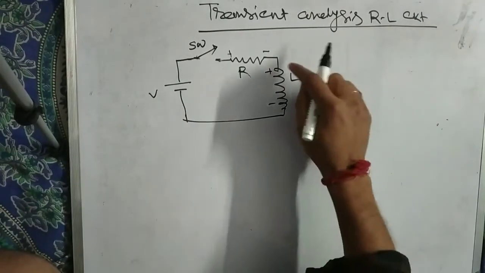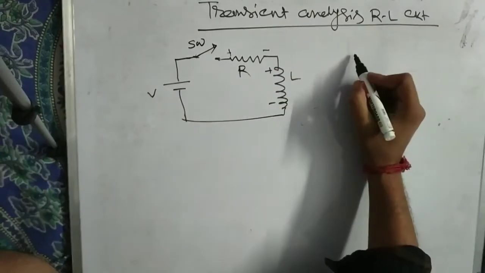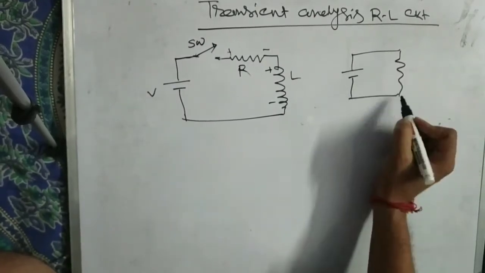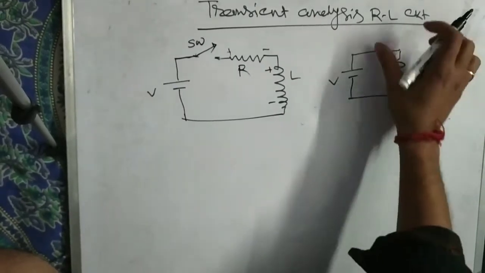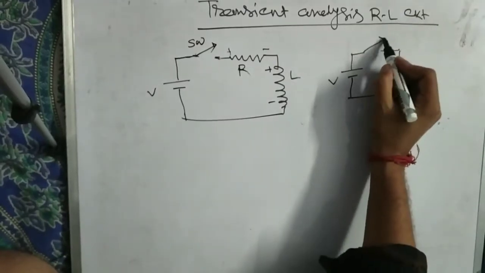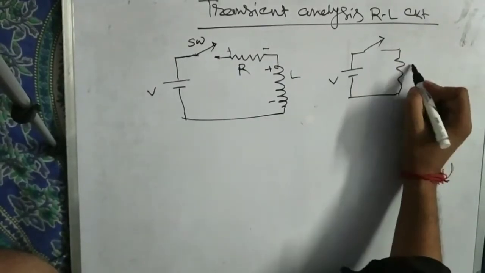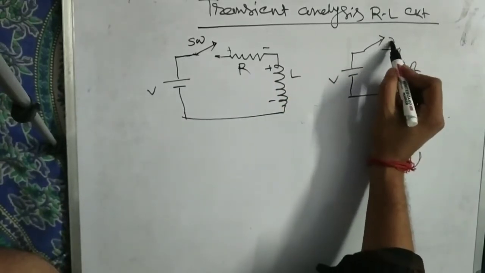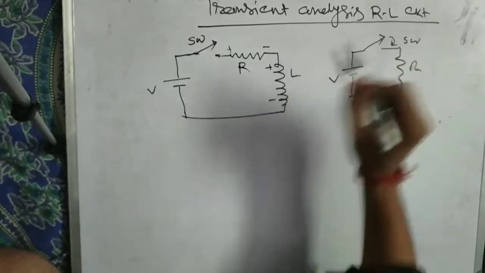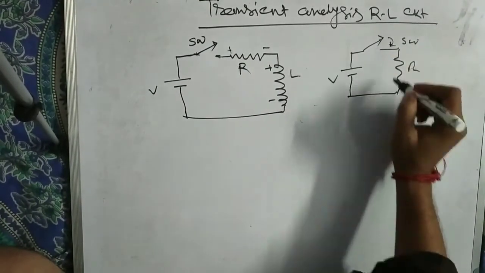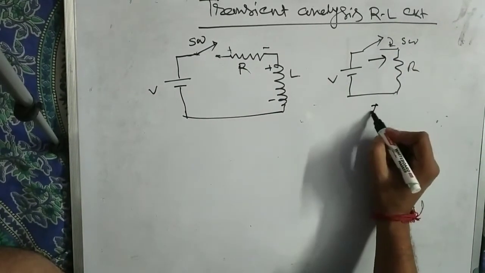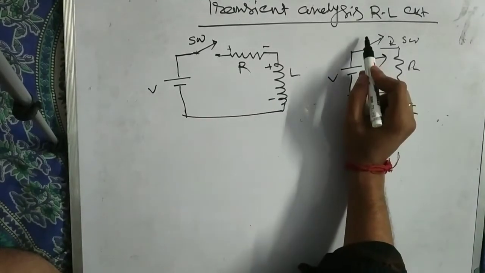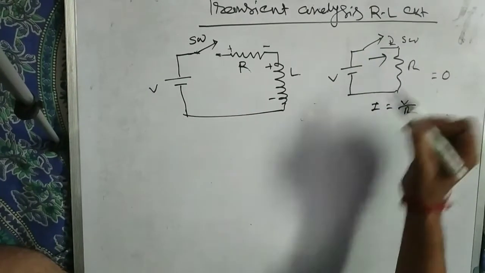First, let there be no inductor in this circuit. Whenever you have a resistance, a voltage source and a switch, and at t equal to 0 you close this switch, the current through this circuit is I equal to V by R. But before t equal to 0, when the switch is open, the current through this circuit is 0.